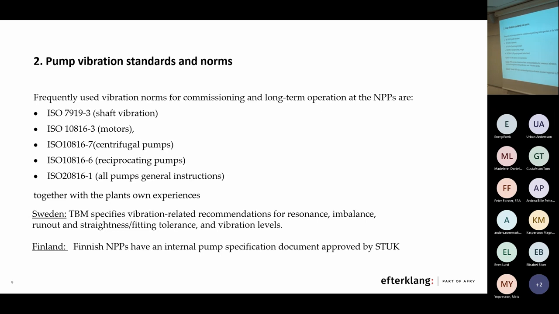For the Finnish nuclear power plants, they have their internal pump specifications, which they get approved by the national DUK. We are not good at Finnish, so I cannot read everything in Finnish, but that's the way we interpret it. The Finnish and the Swedish work in the same manner with standards and norms. Then there are different authorities which control them.